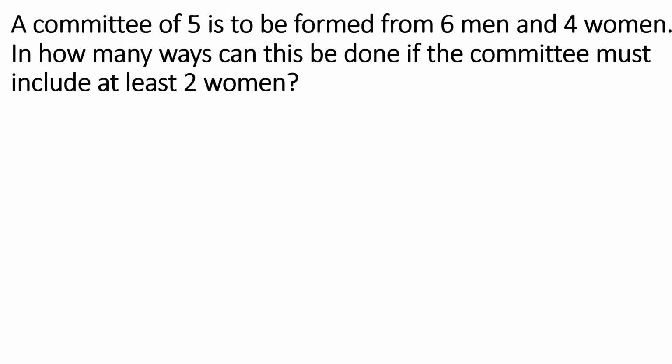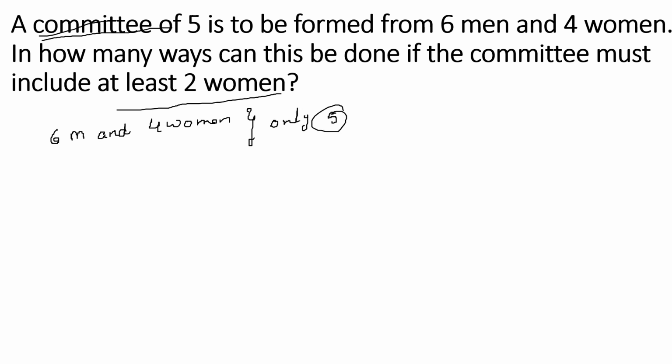A committee of 5 has to be formed from 6 men and 4 women. Okay, since it is a committee formation, it is a problem of combination here. In how many ways can this be done if the committee must include at least 2 women? Total we have 6 men and 4 women. We need to select only 5 people, and in these 5 people there should be at least 2 women.